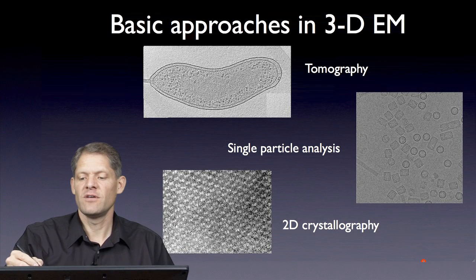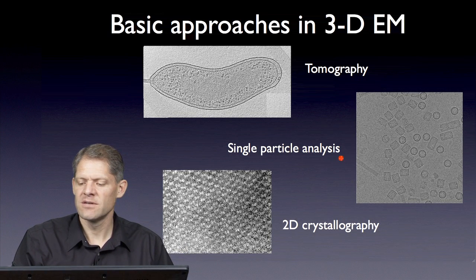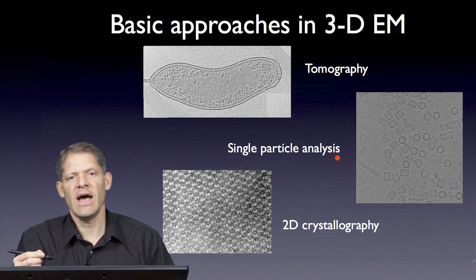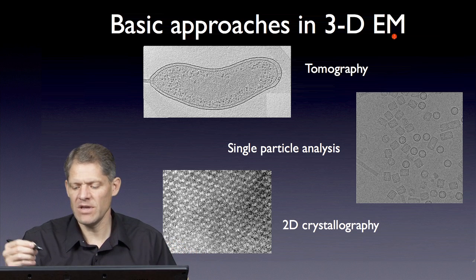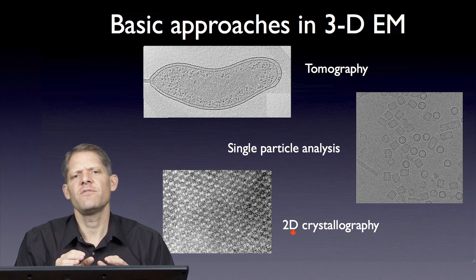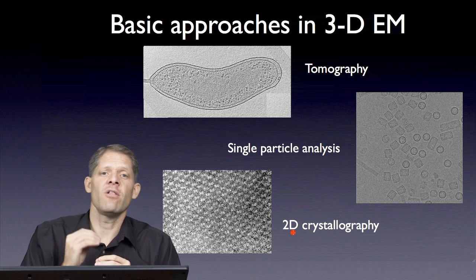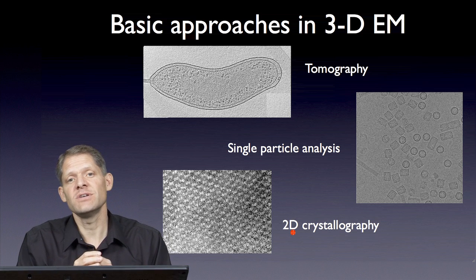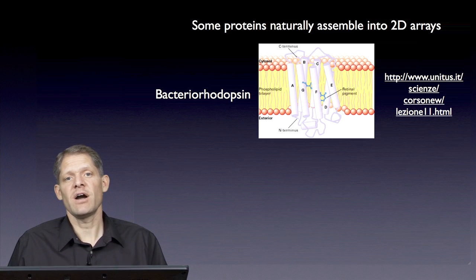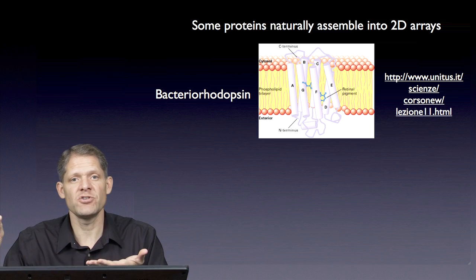Now that we've discussed tomography and single particle analysis, the third basic modality in 3D EM is electron crystallography, or sometimes 2D crystallography. Two-dimensional crystallography is the preferred approach when you can purify a large number of copies of your object of interest and you can coerce it to crystallize. And the first thing we'll talk about is how do you get a protein to crystallize into a two-dimensional crystal.